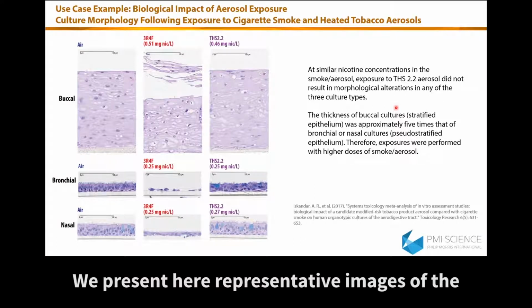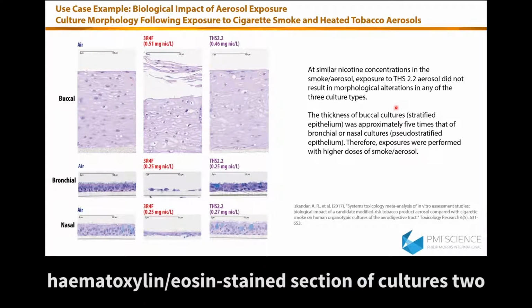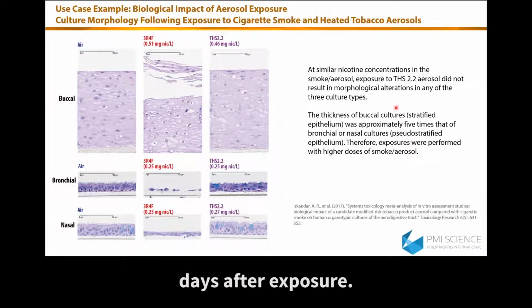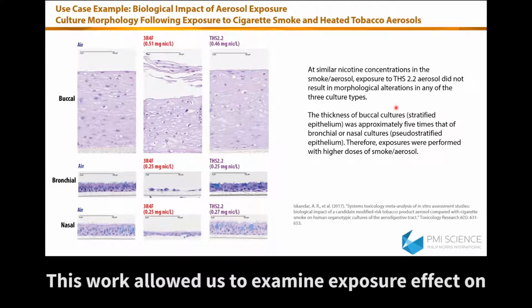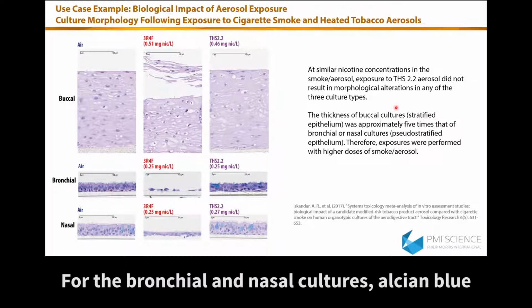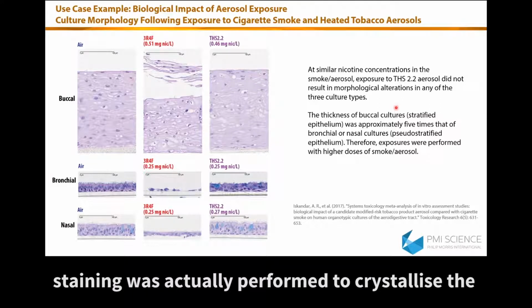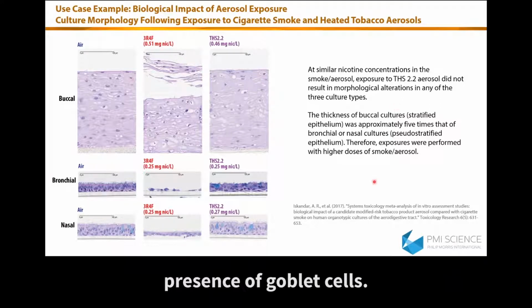We present here representative images of the hematoxylin and eosin stained sections of cultures 2 days after exposure. This work allowed us to examine exposure effects on tissue morphology. For the bronchial and nasal cultures, Alcian blue staining was also performed to visualize the presence of goblet cells.